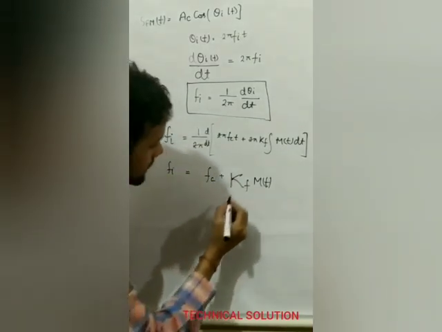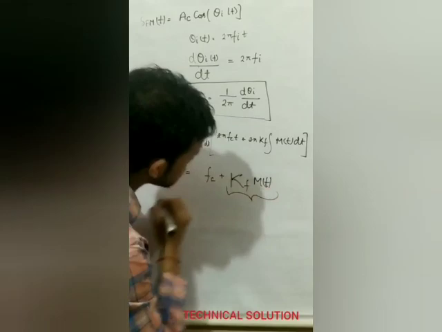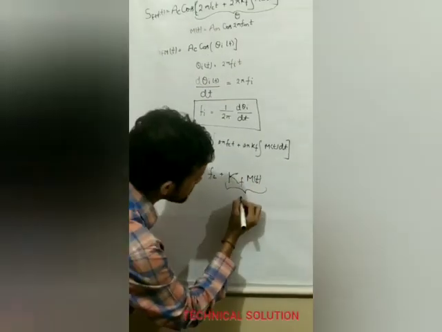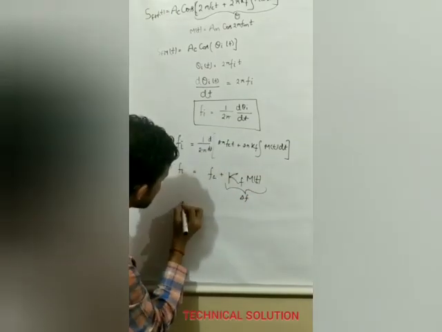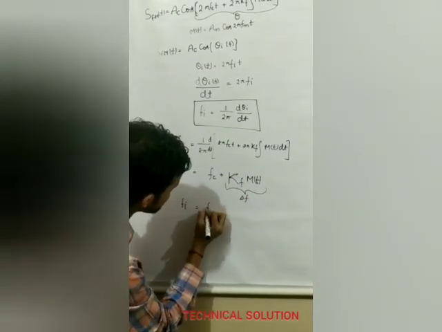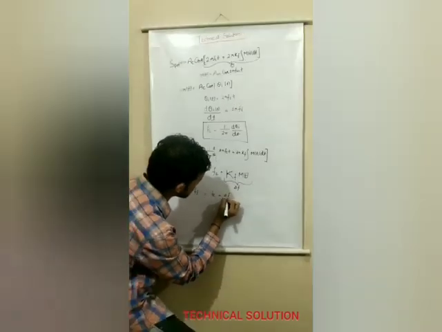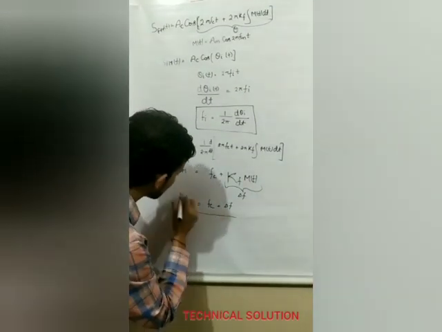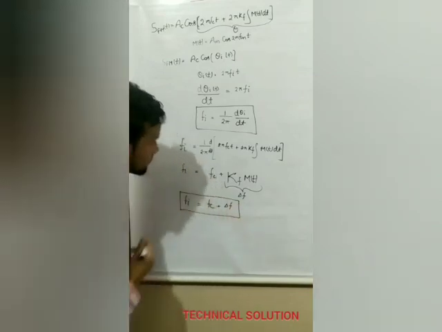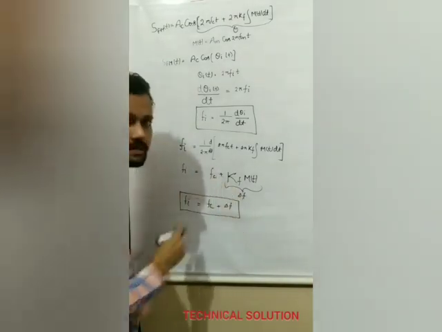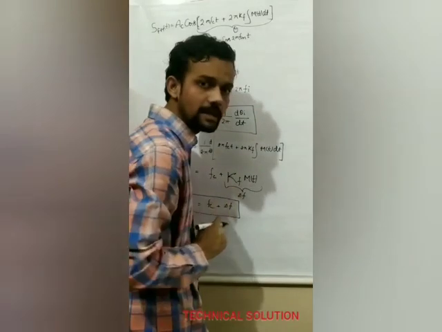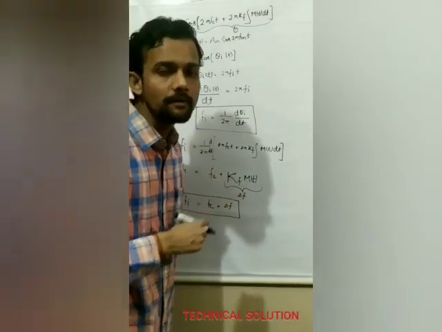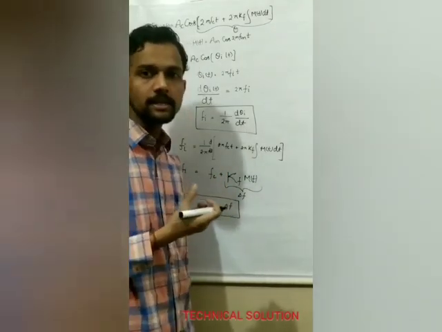This is our carrier frequency, and this is the deviation in frequency, represented as delta f. That means the instantaneous frequency is given as fc plus delta f, where delta f is Kf m(t). We can also say that this is the frequency variation of the FM signal.